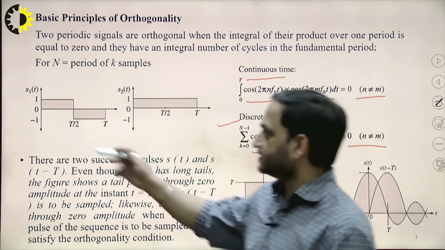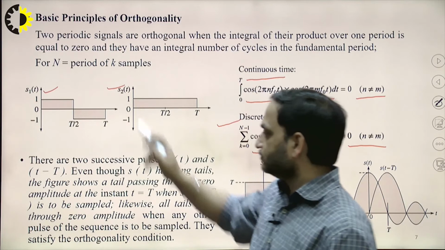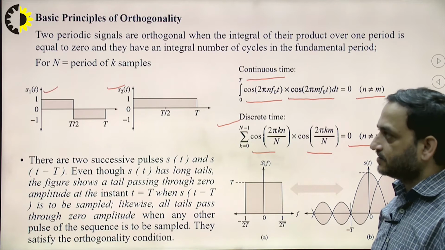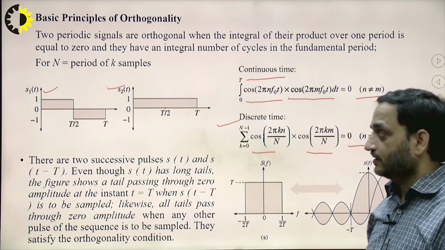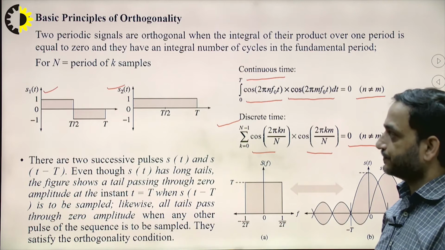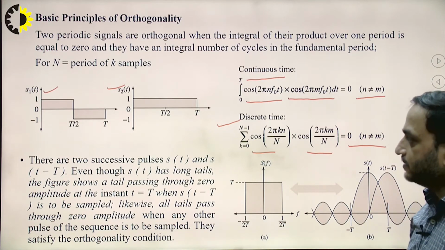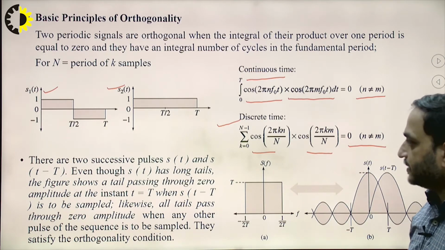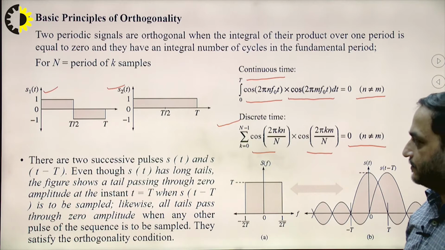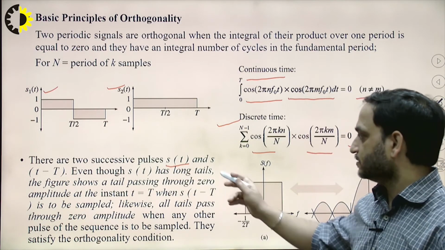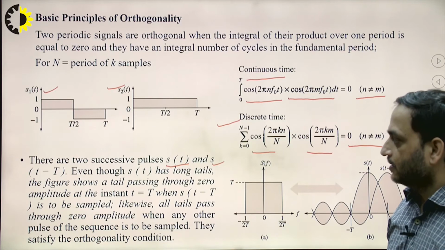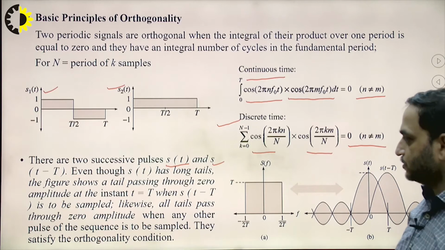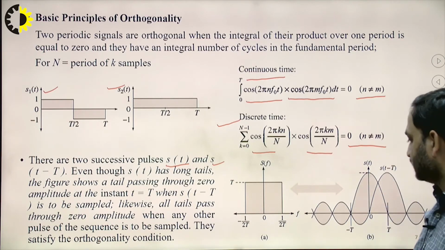For example, S1 and S2 are mentioned. Based on that, we can also express the orthogonality condition, where the integral of S1(t) times S2(t) conjugate over a time period T will be equal to 0. In this way the orthogonality condition can be observed. Here there are two consecutive pulses, s(t) and its delayed version s(t minus T). Even though s(t) has a long tail, the figure shows the tail passing through zero amplitude at the instant t equals T.